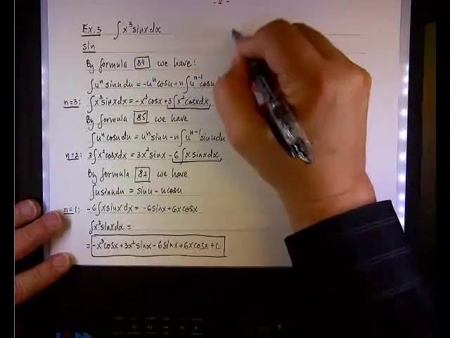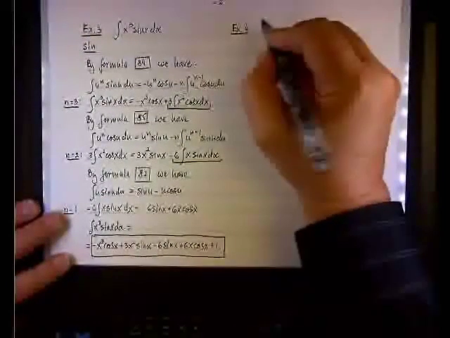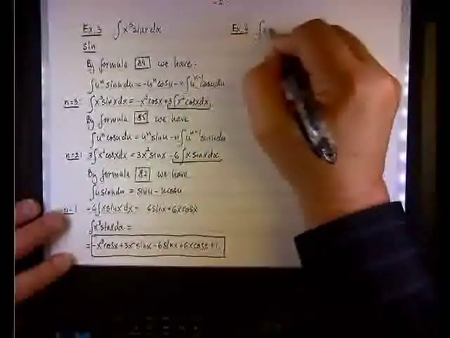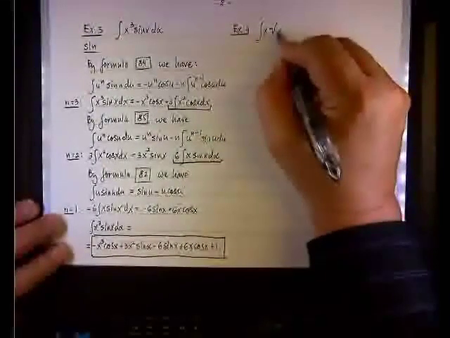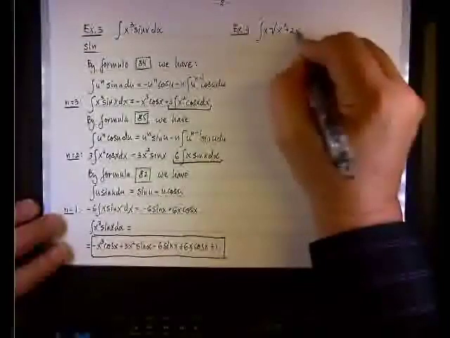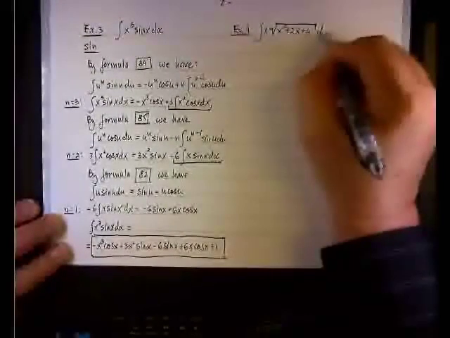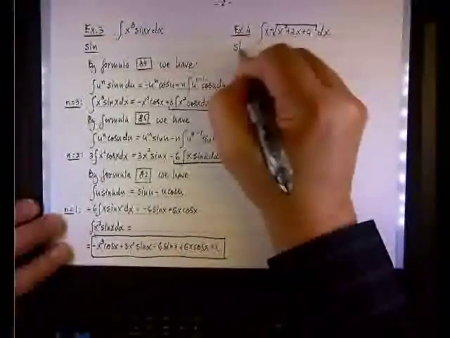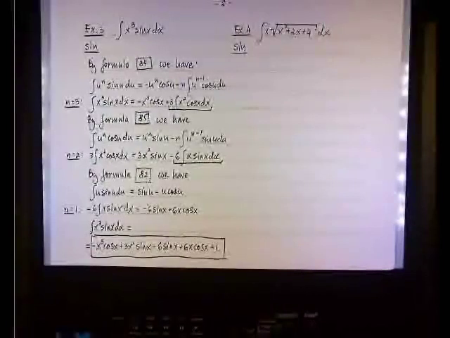So the next one looks like the following. We have the integral of x times the square root of x squared plus 2x plus 4 dx. Okay? So, do tell me what to do here. Oh, wise people, do give me your advice.